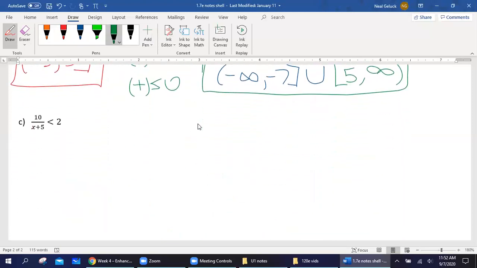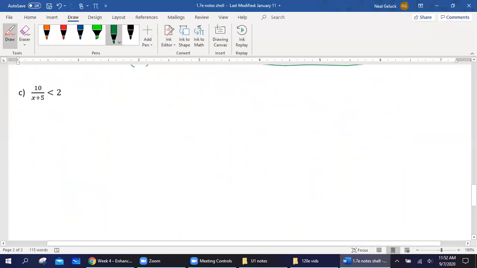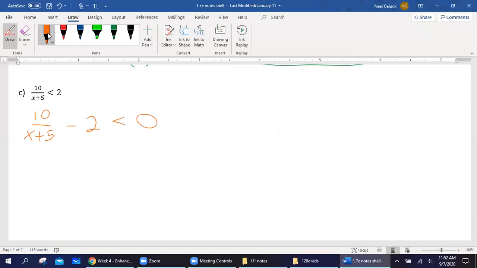For the last one, we've got more work to do because it's not set to 0 yet. So the first thing I'm going to have to do is subtract over the 2. Now it's set to 0. I now have to combine the left side into a single fraction. So I basically need to multiply the negative 2 times x plus 5. Get a common denominator.